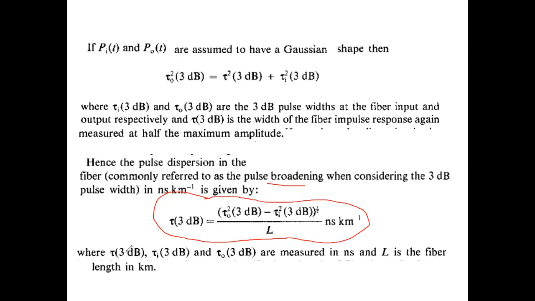So all the taus, whether it is tau, tau I or tau 0, are measured in nanoseconds, and your length is measured in kilometers. So this is the simplest formula. Please see, it is the square root of tau 0 square minus tau I square.